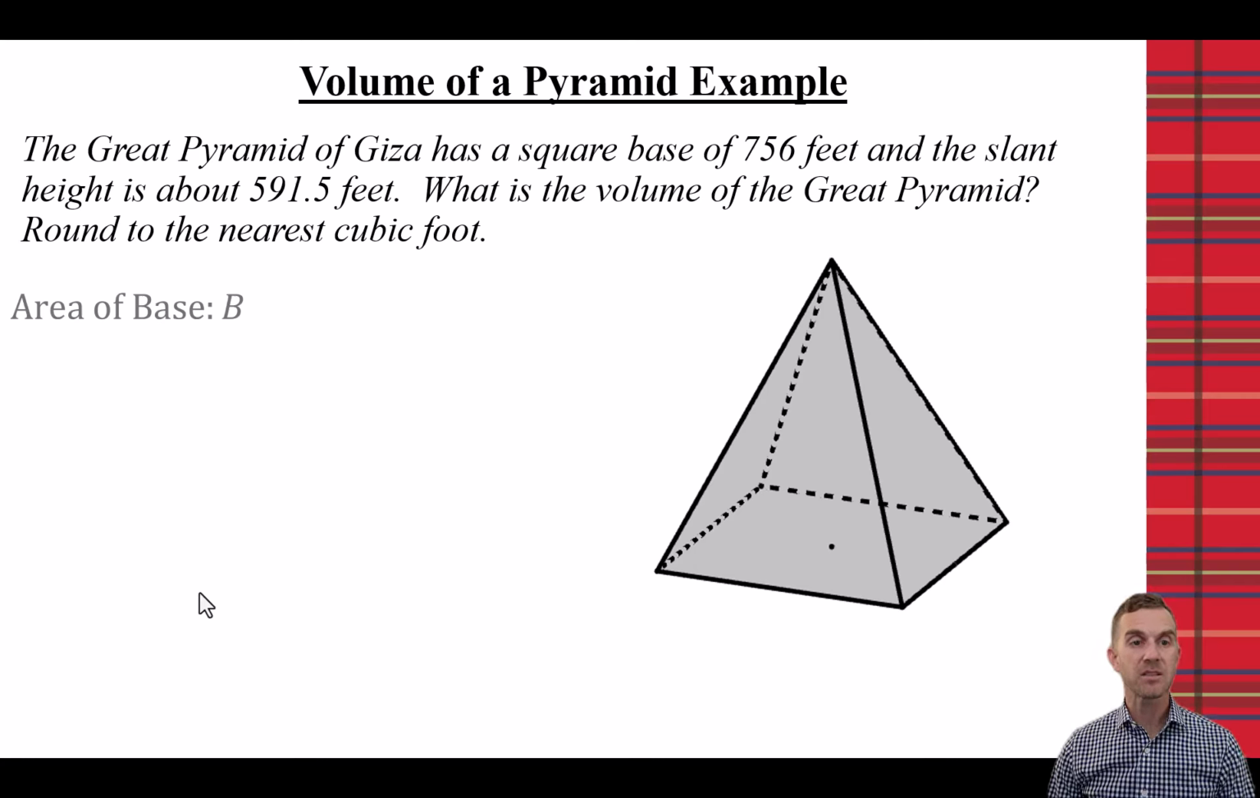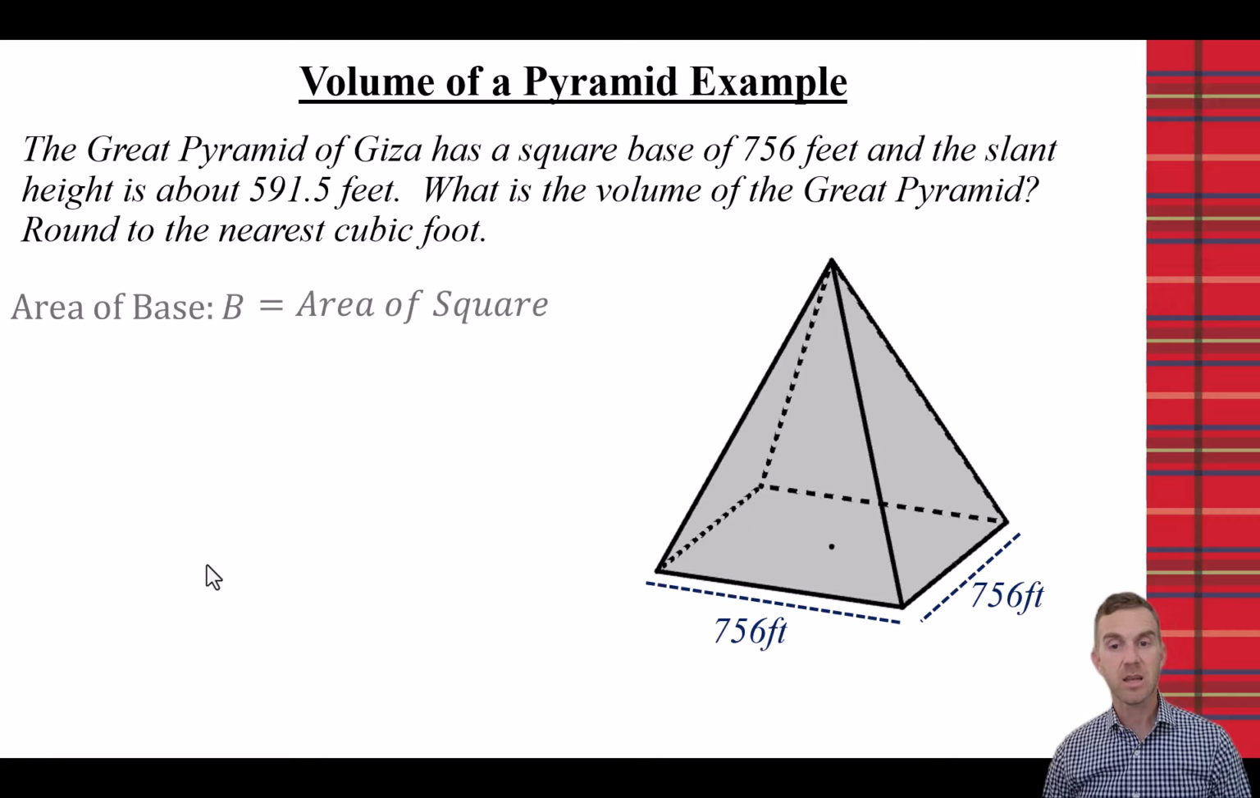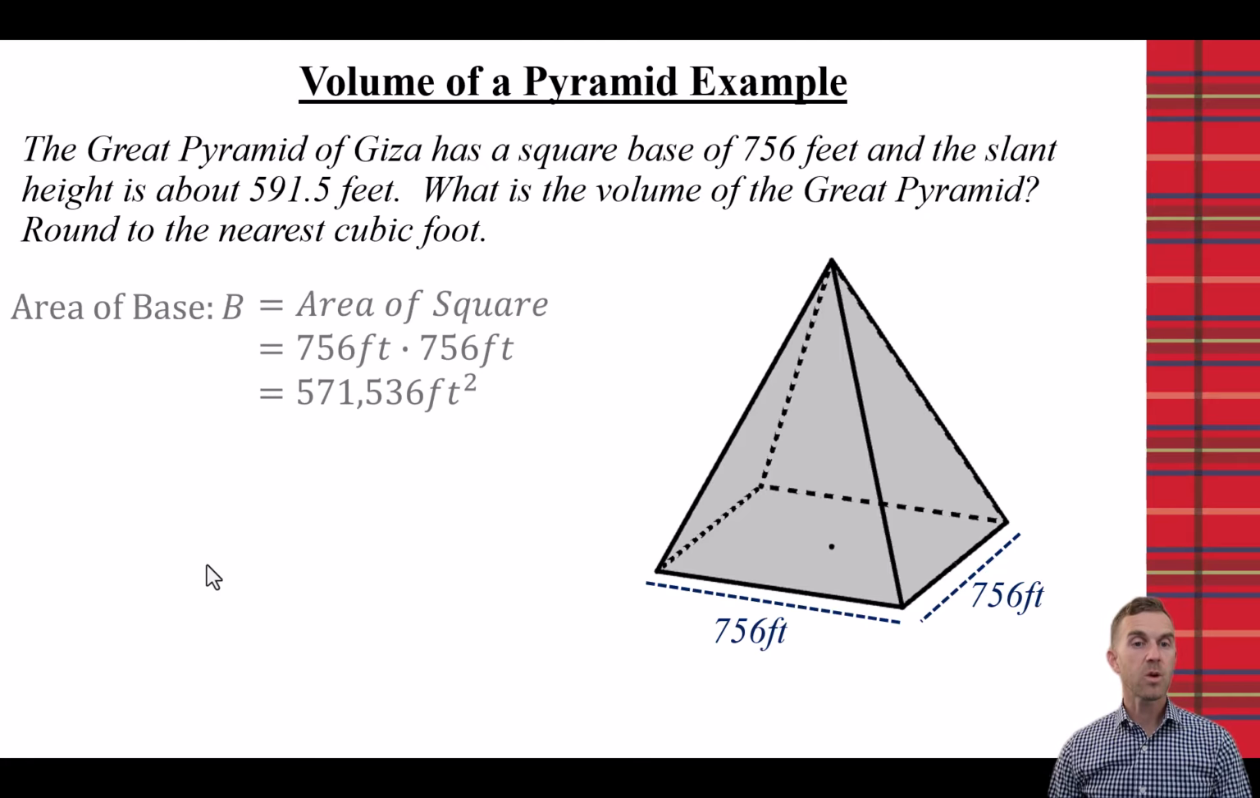We need the area of the base. So the area of the base is capital B, which is the area of the square base. The area of the square is length times width, which happens to be the same value, 756 feet. So that will be 571,536 square feet. That's the base of our pyramid.